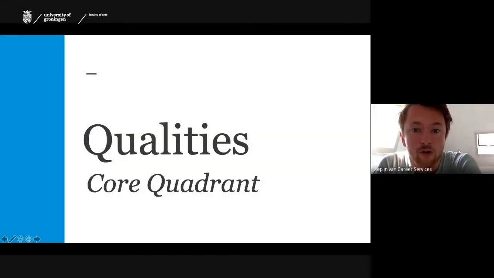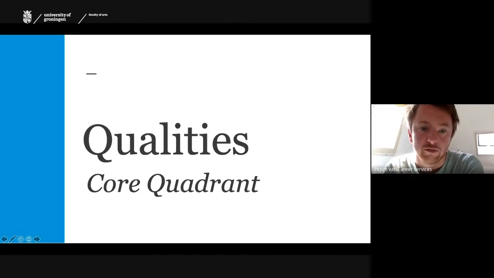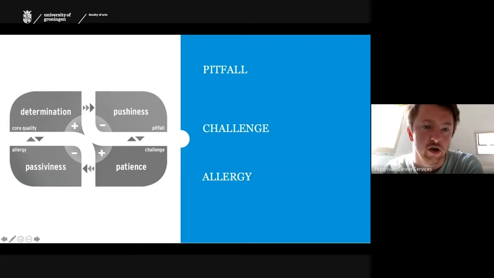Let's start off with your qualities. And for your qualities, we're going to make use of the so-called core quadrant. That's a way to map out your qualities. So let's have a look. So this is a so-called core quadrant. Let me take my fancy laser pointer.